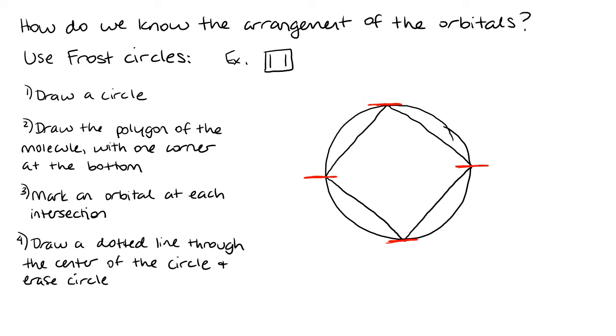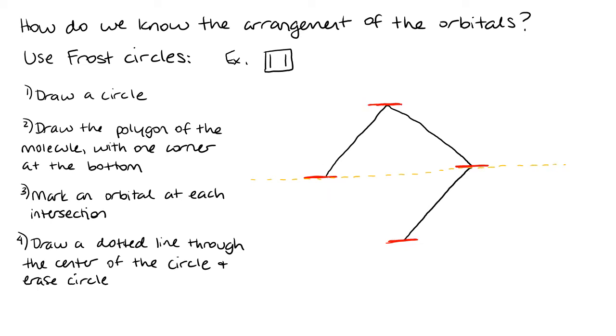Next, I'm going to draw a dotted line through the center of the circle and erase the circle. I will draw my dotted line in orange. Now my dotted line is going to go through 2 of those molecular orbitals. Then I'm going to fill in my pi electrons. So in my molecule, I have 4 pi electrons.